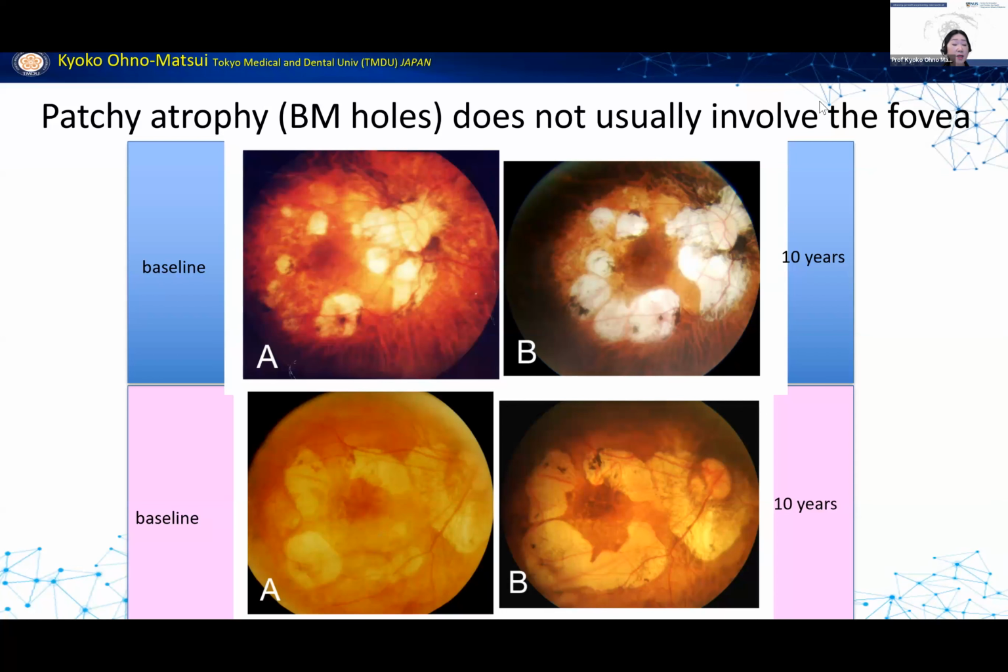Actually, patchy atrophy develops away from the central fovea, and it does not usually secondarily involve the fovea during enlargement. These cases, the top case and the bottom case, had multiple areas of patchy atrophy at baseline. The lesions enlarge with time. However, they do not enlarge in the direction of the fovea. The fovea is still spared in 10 years. Although why this happens is uncertain, foveal Bruch's membrane may be stronger and protected, or there may be some directional force for enlargement of Bruch's membrane holes.